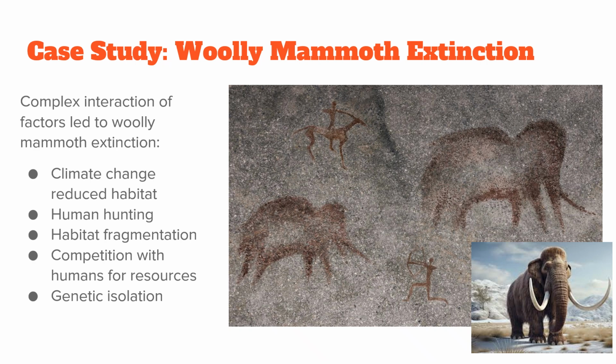The woolly mammoth's extinction illustrates this complexity. Climate change reduced their habitat, human hunting increased pressure, and habitat fragmentation isolated populations. Competition with humans for resources and genetic isolation compounded these challenges. Extinctions often result from multiple factors acting together, not a single cause.